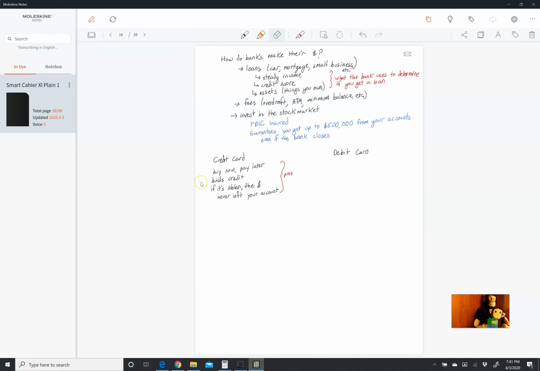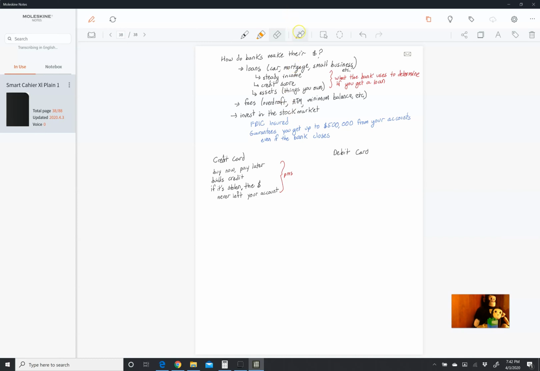It builds credit if you want to buy a car. This helps you buy a car. The buy now, pay later gives you the chance to, okay, I want to buy this now, but my paycheck doesn't come for another 2 weeks. Well, this is helpful because you can buy it now, but you're going to pay the credit card bill after you get your paycheck. So this is an advantage, okay?